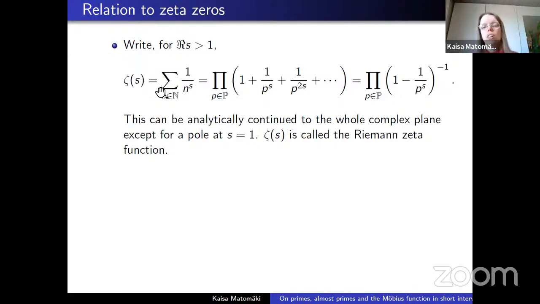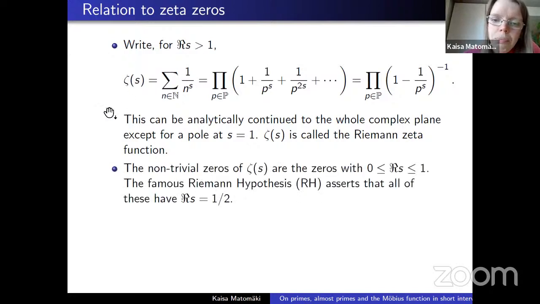It's a famous function, in particular one of the most notorious unsolved problems in number theory, and in all of mathematics, is the Riemann hypothesis, which asserts that all the non-trivial zeros of the Riemann zeta function have real part of s equal to half. There are some trivial zeros for the zeta function, but the non-trivial zeros are those that have real part between 0 and 1. The famous Riemann hypothesis says that all of those should have real part equal to half. Nobody knows how to prove this.